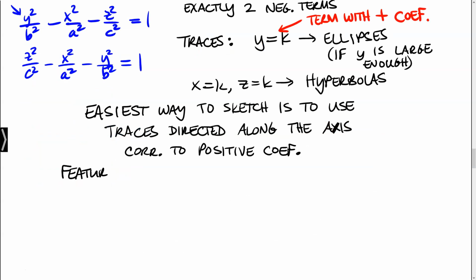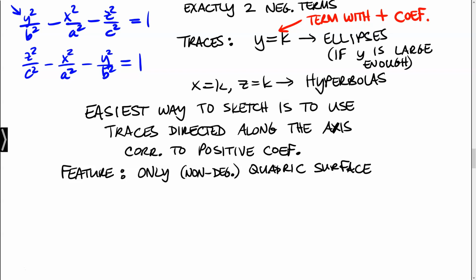So one interesting feature to notice about this type of surface is this is the only non-degenerate quadric surface that's made up of two disconnected pieces. All the other surfaces, we would say that they're connected in the sense that they're all one piece, right? You can get from any point on the surface to any other point on the surface. Here, there's two disconnected pieces, so if you're on one piece, you can't get to the other one without jumping through empty space. So only quadric surface, disconnected pieces.